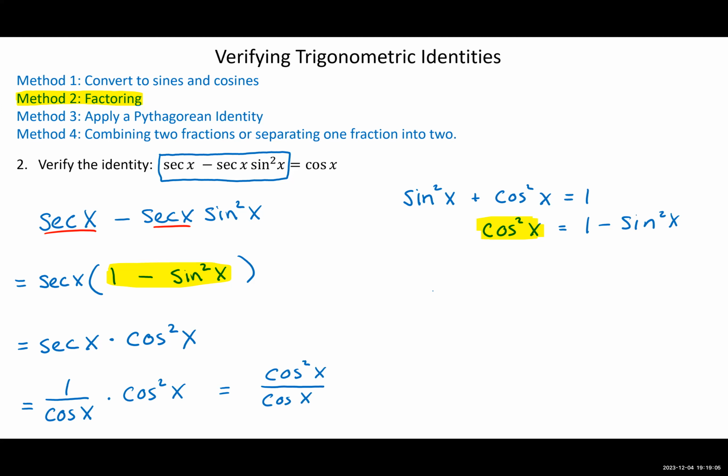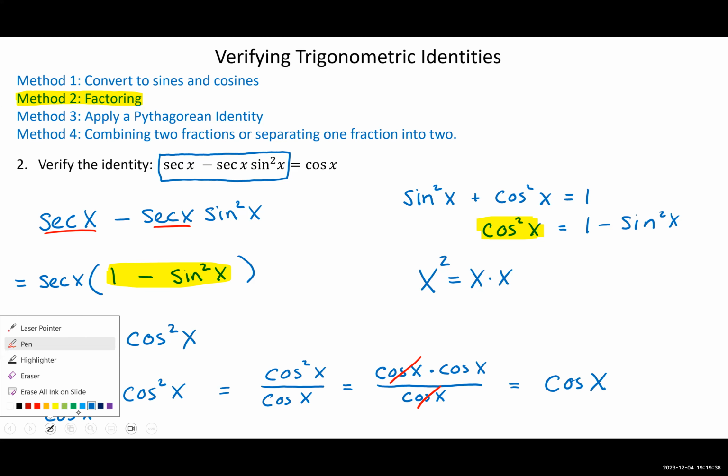Remember a little bit earlier when I said sometimes you might want to do this. x squared is equal to x times x. Well, cosine squared is cosine of x times cosine of x, and then you've got a cosine of x on the bottom. Common factor, top and bottom. Cosine over cosine is 1. And we are left with the cosine of x. And that does it. We have verified.